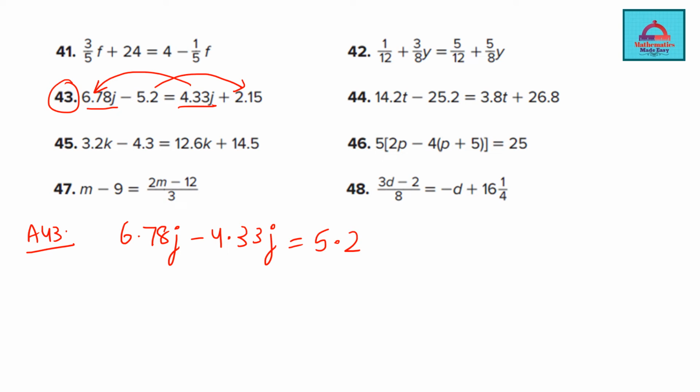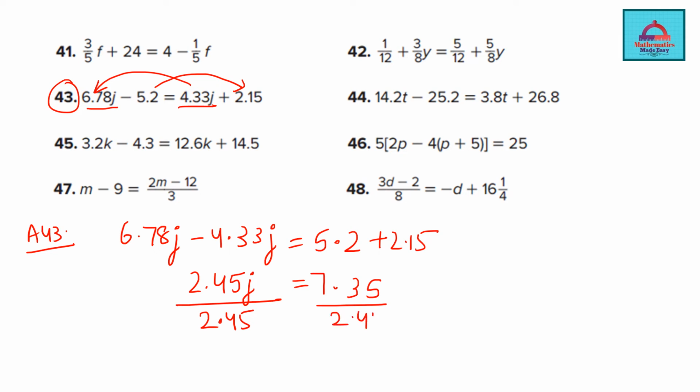So now you will do the calculation. Add on the right hand side. 5.2 plus 2.15 would give you 7.35, and on the left, if you subtract the decimals, 6.78 minus 4.33 would give you 2.45j.